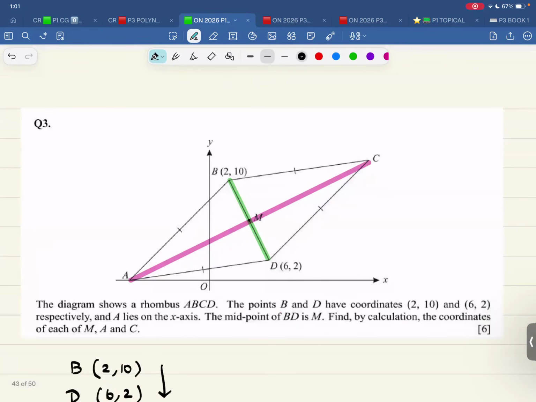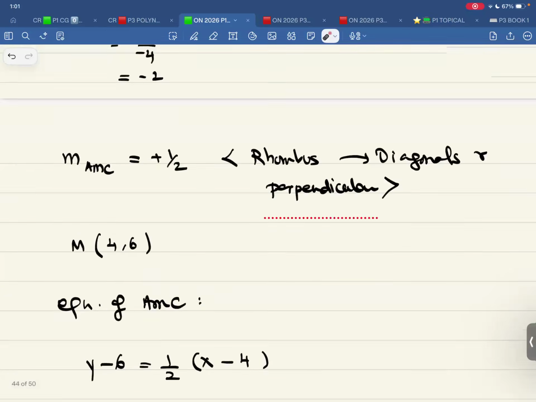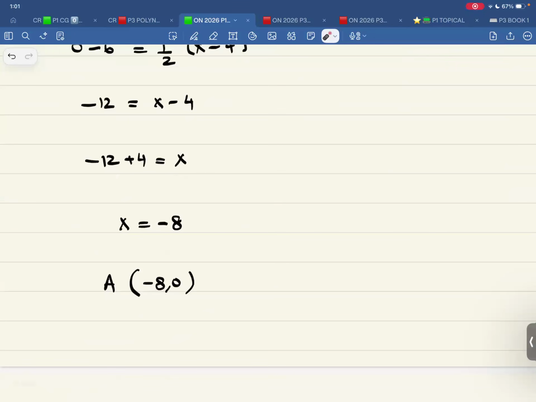Have a look at the diagram. I calculated the midpoint. I calculated the gradient of the green line. The gradient of the pinkish line is the negative reciprocal, that is positive half. The line passes through M, through C, and through A. I found the equation of this line. When the line meets the x-axis, the y coordinate is 0, so I found the coordinates of A. So far, so good.